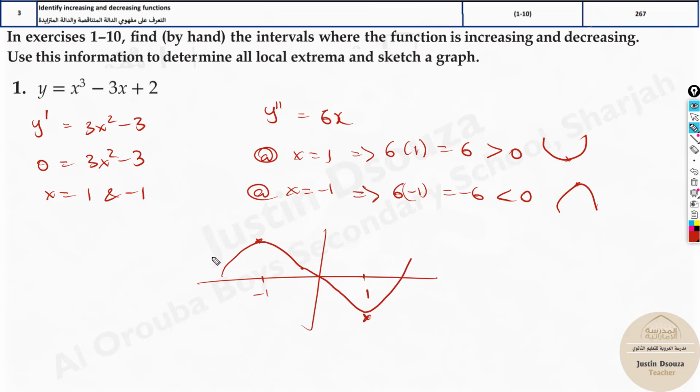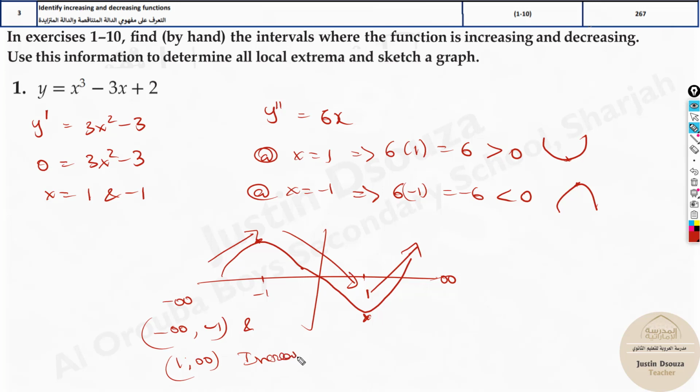So where is it increasing? It's increasing here, decreasing here, increasing here. So this is very useful information we have over here. I can tell that from minus infinity till minus 1, and from 1 till infinity, it's increasing. Increasing will be given in a technical term as greater than 0, okay? Where is it decreasing? From minus 1 to positive 1, it is decreasing. Or it's less than 0, negative.